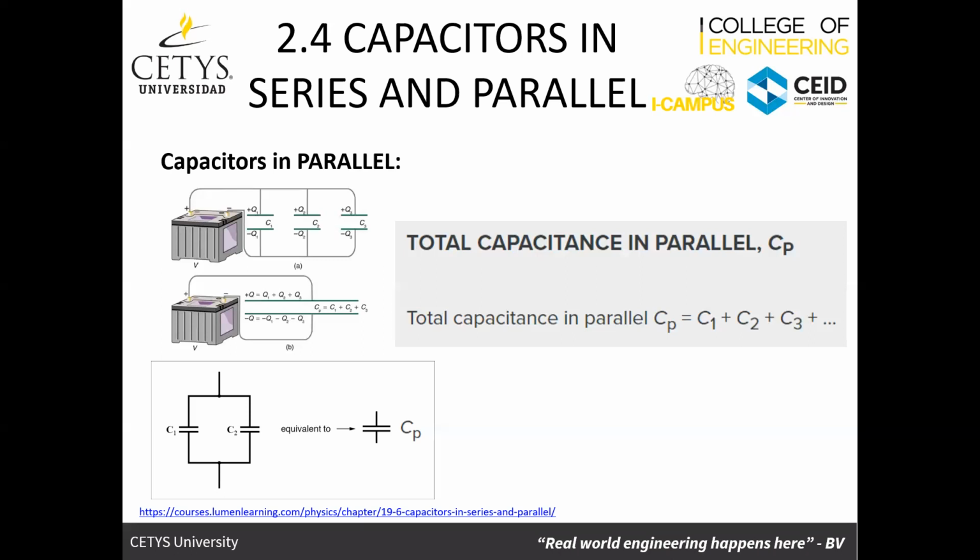So the total capacitance in this case is going to be simply adding up the capacitances of each of the individual components. So therefore, the inverse situation occurs here. The total capacitance for a parallel array is always going to be larger than the individual capacitances because we're adding them up. So I can create a larger effect by putting things in a parallel array.